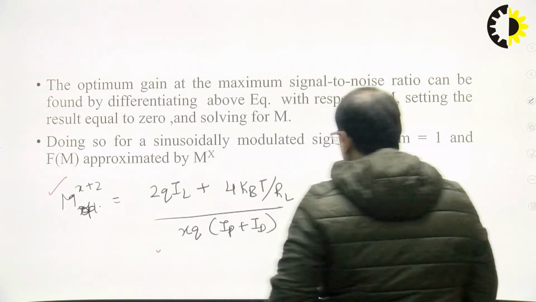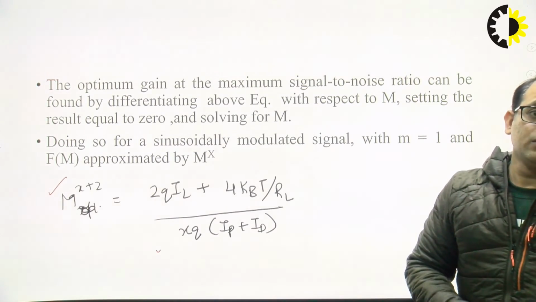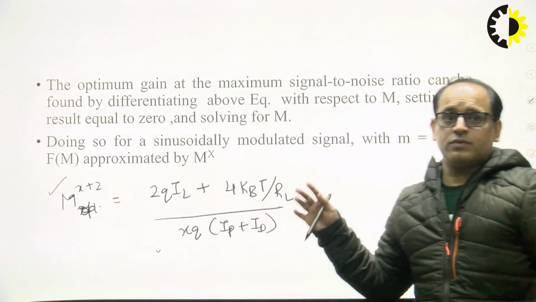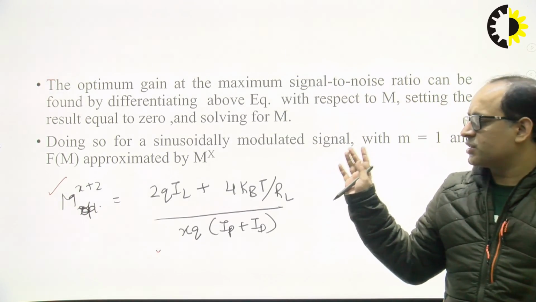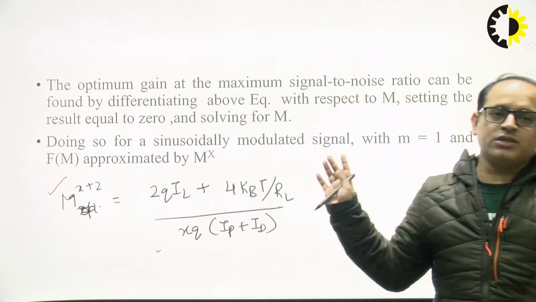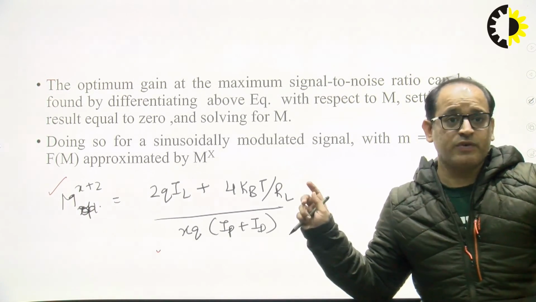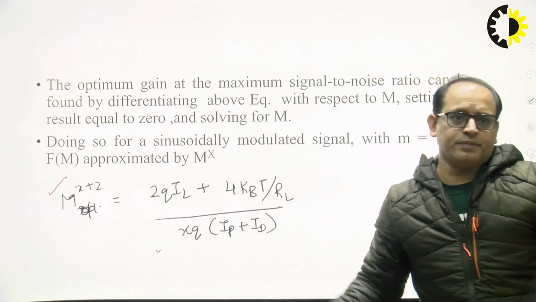So we have discussed the APD and its working, and we have discussed the sources of noise in the photodetector, in the optical receiver, and we have also calculated the signal to noise ratio at the optical receiver when the photodetector is the APD.